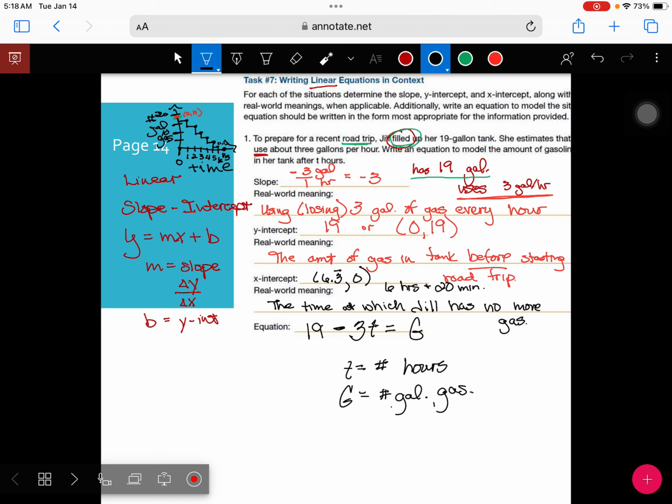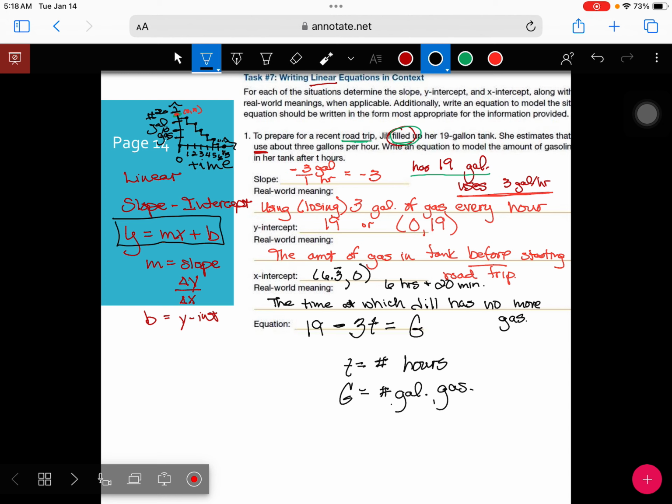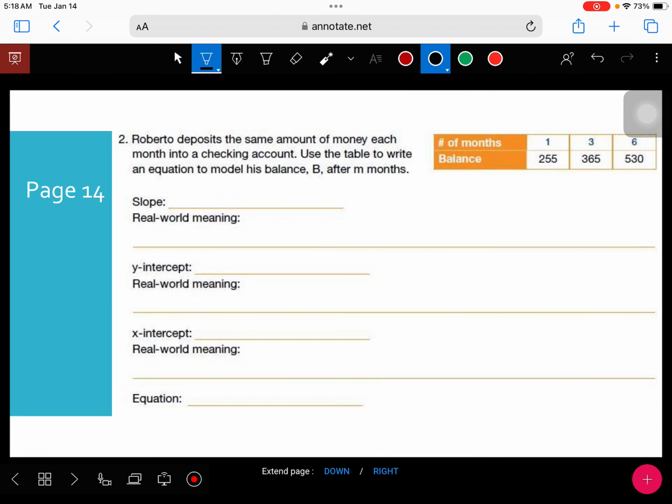So yes, while we can always refer back to y equals mx plus b, this said to put it in the form most appropriate for the information given. It still is in that form, but it is moved around. Okay? All right. Let's go to the next problem.